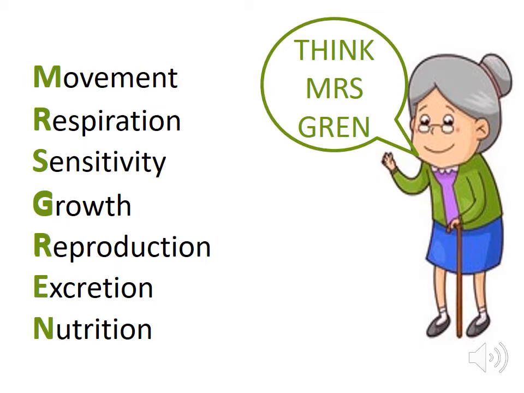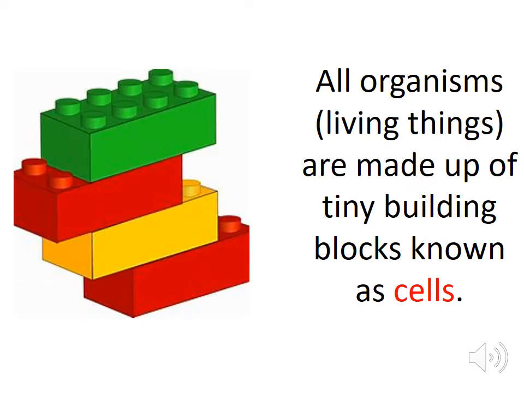Other things that all living things, all organisms have in common are the fact that they are all made out of tiny building blocks known as cells. Now, as you might have gathered through our learning outcomes today, plants and animals have slightly different cells, which we're going to look at later today. But all living things, all organisms are made up of these tiny building blocks known as cells.